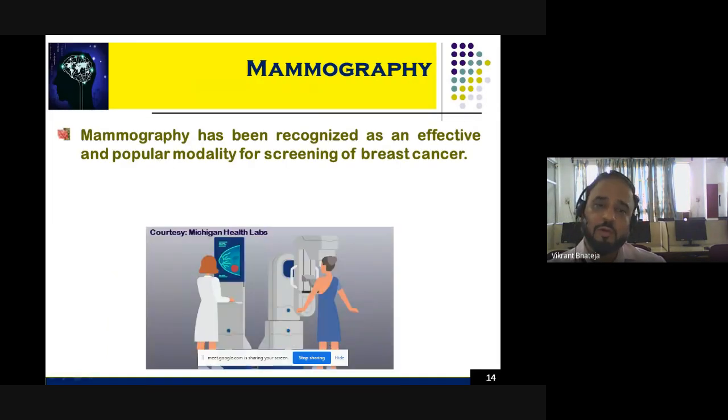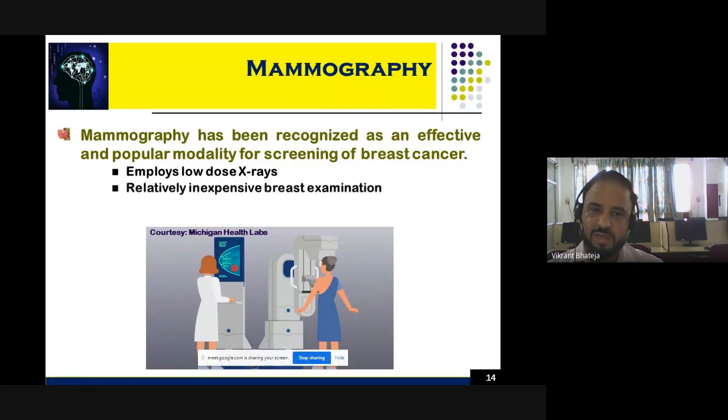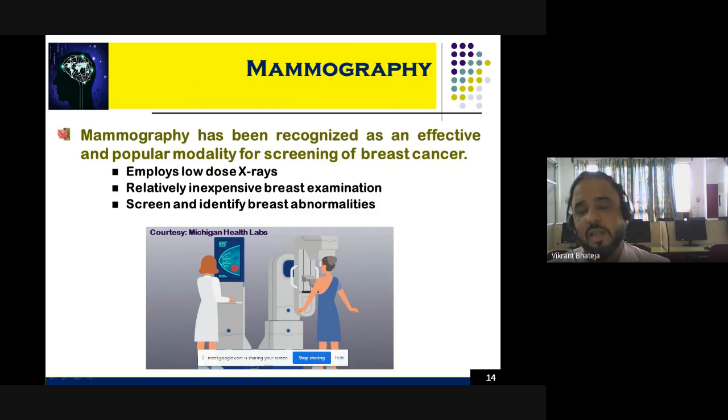If we talk about mammography, it is an effective, popular modality for screening of breast cancer. But as I already discussed, because of the low dosage of the X-rays used, and because it is a relatively inexpensive breast examination, it is the preferred mode for initial screening and population screening, in comparison to other sophisticated modalities like breast MRI or tomo scan. For the initial screening, this is a very, very reliable technique.